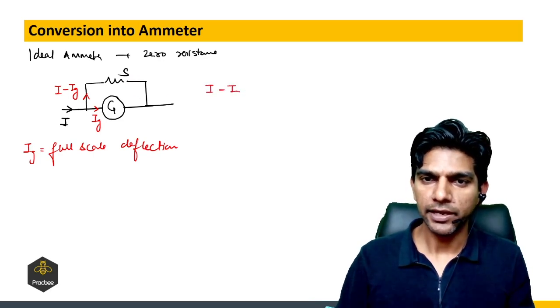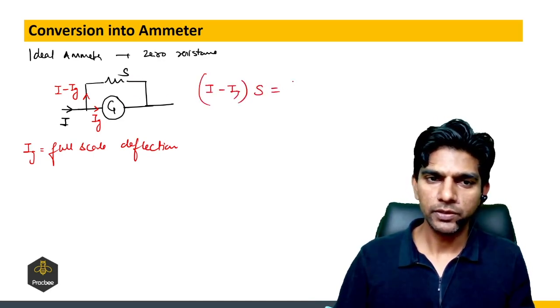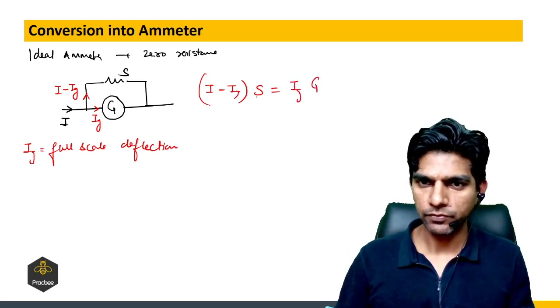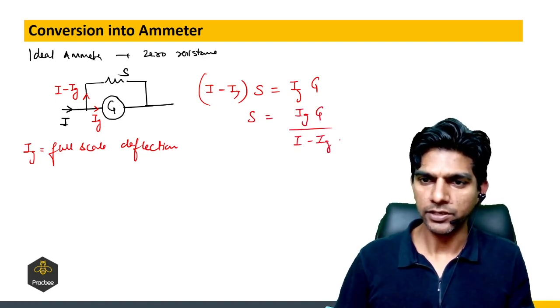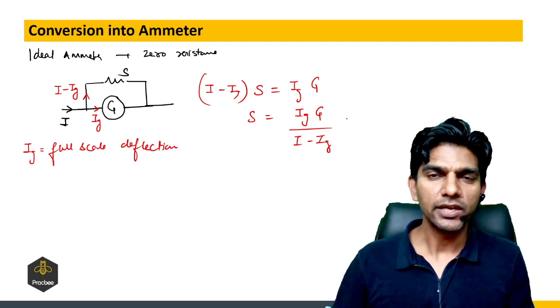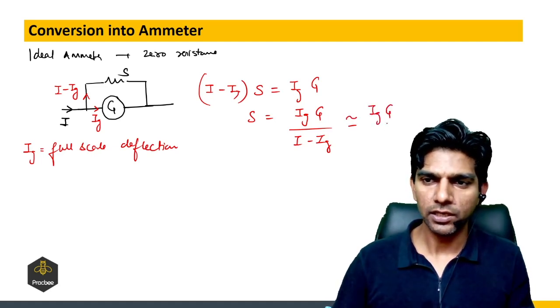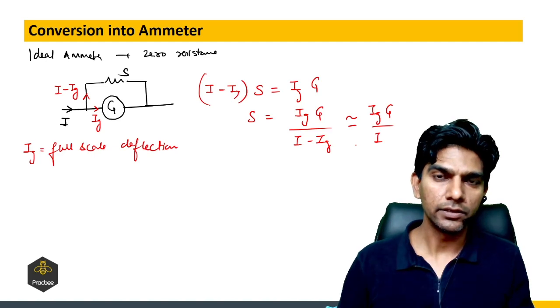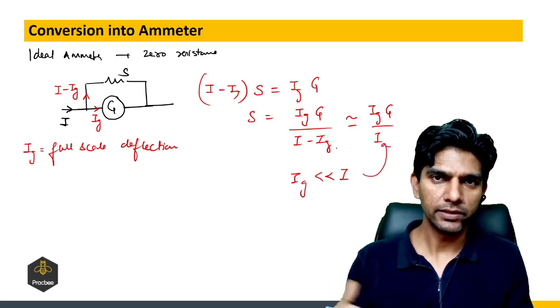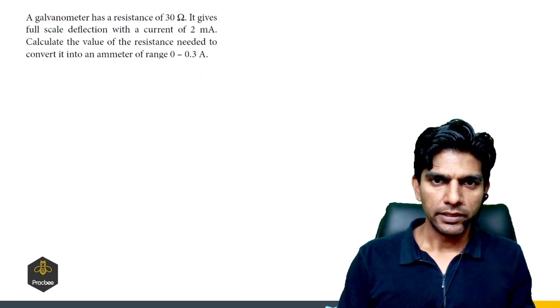So I minus Ig times S should be equal to Ig times G, where G is the resistance of the galvanometer. Now from here we can find the S value, which is Ig times G upon I minus Ig. In most questions, Ig is very small in comparison to the current that we need to measure. So sometimes it can be written as Ig G upon I, only I in the denominator, because if Ig is very small in comparison to I, then we can apply this approximation. Right, so now let us see a question.